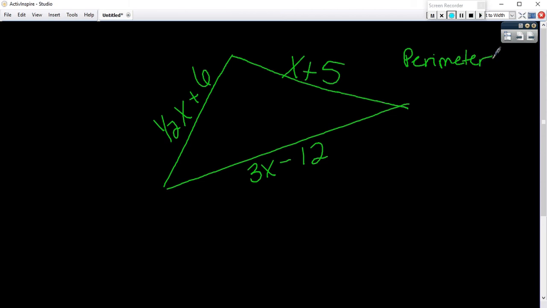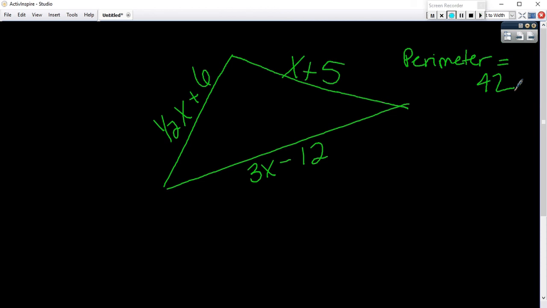let's see. Let's say the perimeter is 42. And then I said, what's the length of each side of the triangle? I got to solve for x, and then I'm going to have to actually plug that x in for all of them. Okay? So let's set up our equation first.